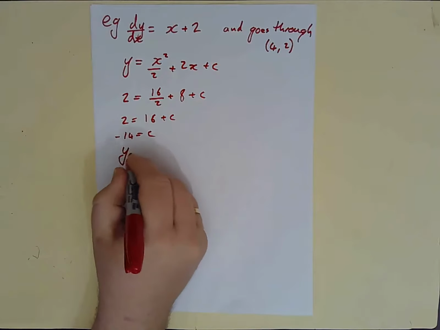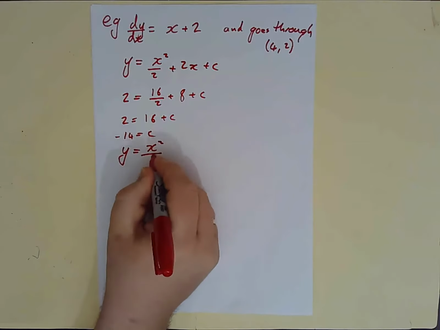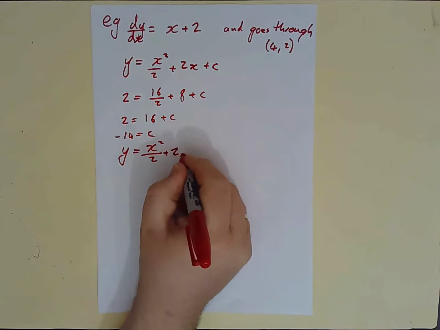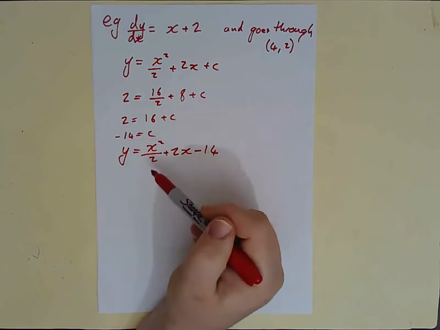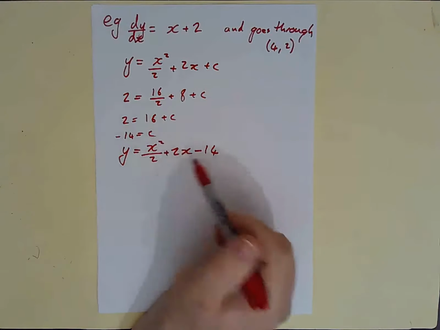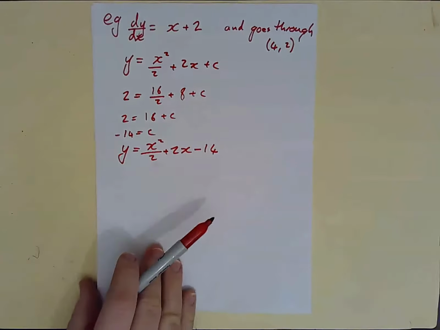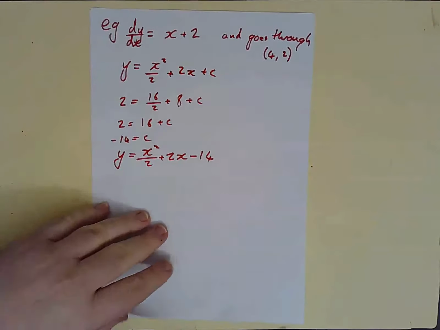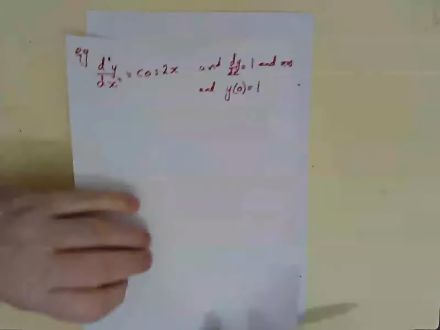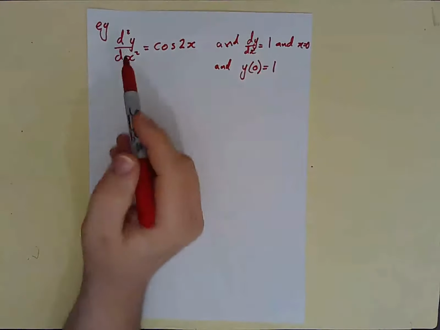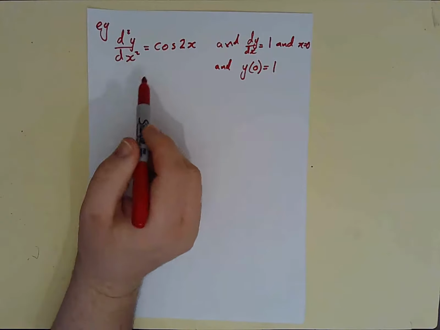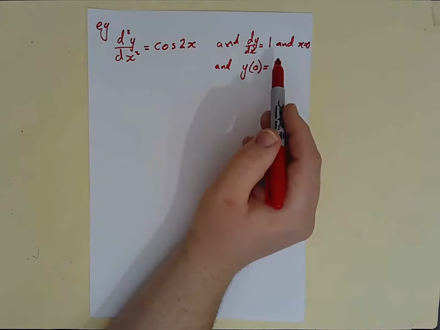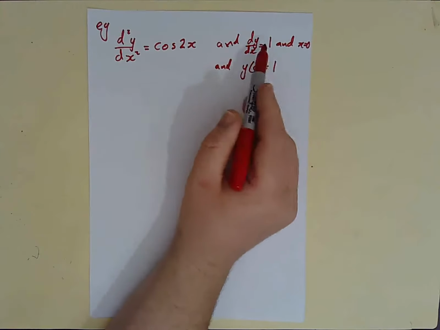And so our y is equal to x squared over 2 plus 2x minus 14. Now, when we're asked for the particular equation, it's always good not only to find the c, but actually then write it out. So now we're going to move to the slightly more difficult case where we've got the second derivative, d squared y dx squared, and we've got two pieces of information now because we're going to end up with two unknowns. We'll see that as we go through.